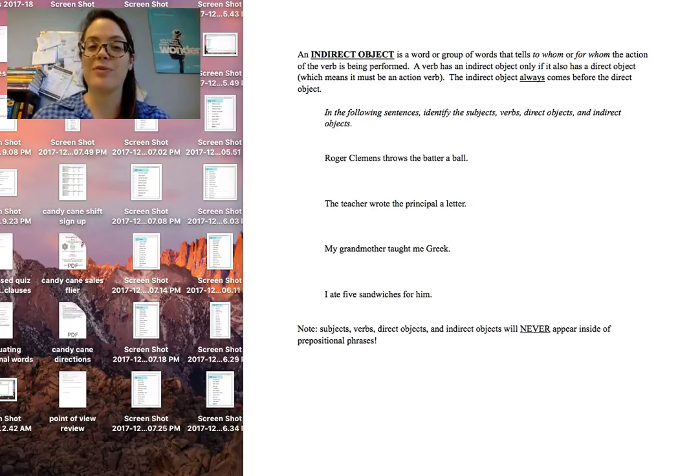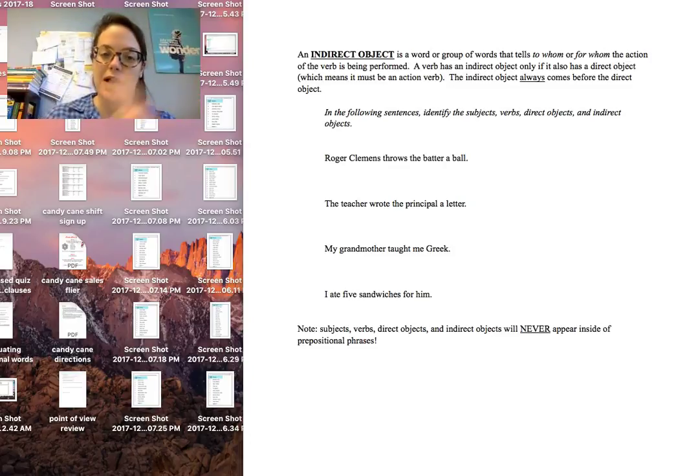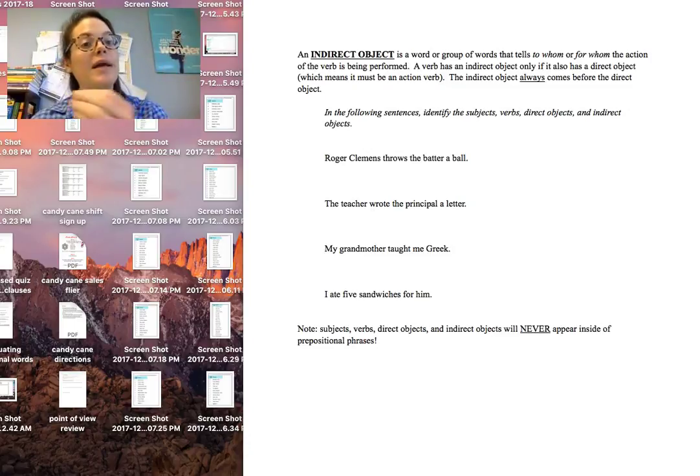Okay, so if my question before was subject did what, now it's subject did what to whom or for whom. Now, a verb has an indirect object only if it also has a direct object, which means it must be an action verb. So direct objects and indirect objects come together. And the indirect object always comes before the direct object.